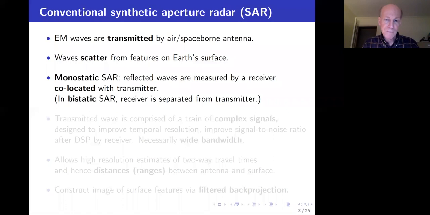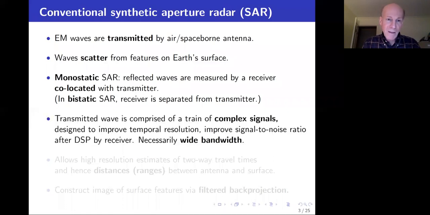In monostatic SAR, the transmitted wave is comprised of a train of complex signals, which are cleverly designed to improve the temporal resolution and therefore the spatial resolution, and to improve the signal to noise ratio. After they're received, they can be digitally signal processed, for example, by cross correlation of the transmitted signal and the received signal. Because these are complex signals, they're necessarily wide bandwidth. What we'll be talking about is a very narrow bandwidth version of SAR.